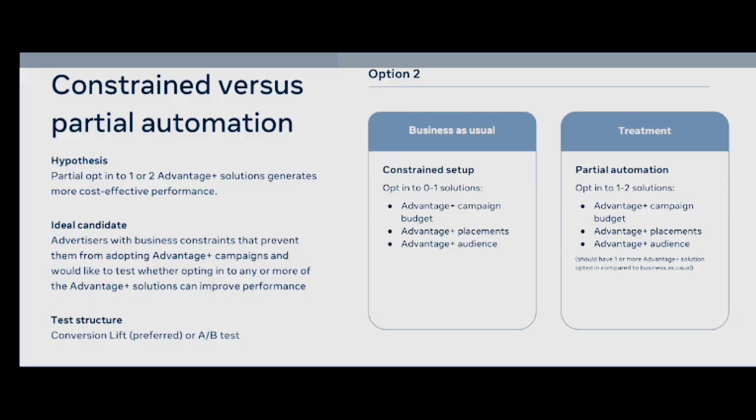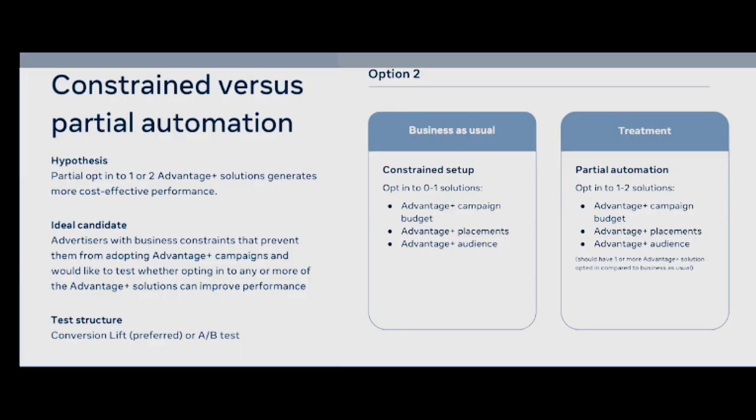The ideal candidate is an advertiser who can utilize some of that automation and is wondering whether this is really going to help from a performance standpoint. Once again, a conversion lift study would be recommended. It is preferred. You can also set it up as an A/B test. One of the options is to have the business as usual versus the partial automation, or you can opt in for one of these solutions. If you're running an A/B test, you can set up one of these solutions.